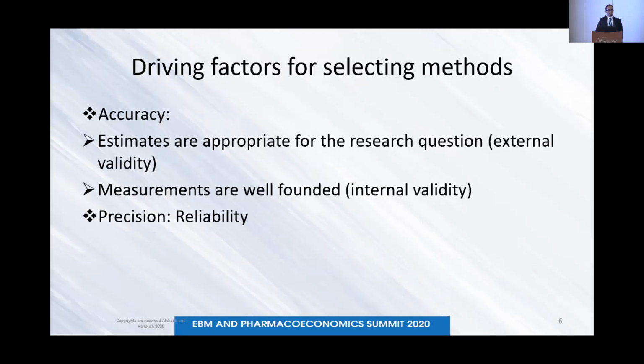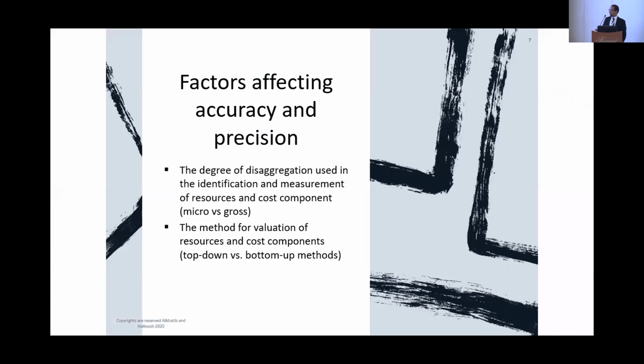The other criterion to select the method is precision, which means reliability. If I have this model and I need to reproduce it, what is the reliability of this model? So these two, accuracy and precision, are the two main driver factors in selecting a costing method.